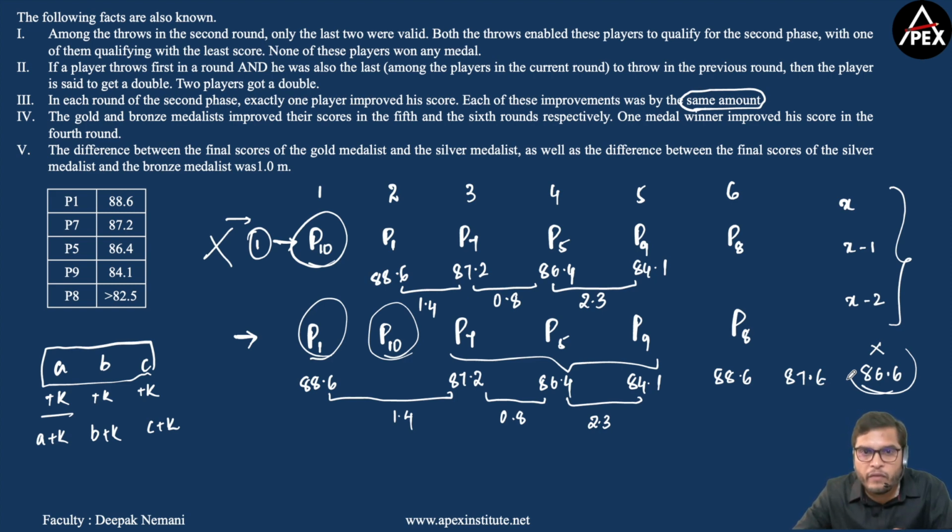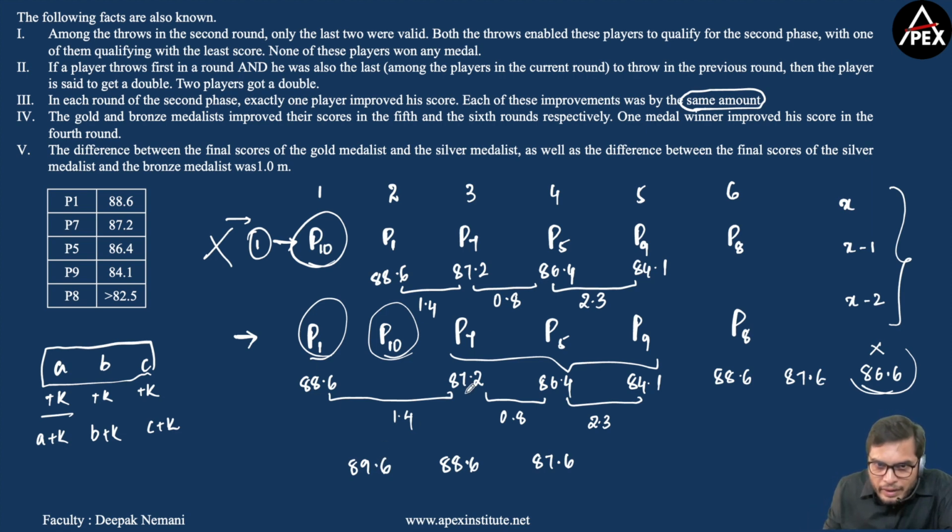Now you can have P1 winning a silver medal. So if we have P1 winning a silver medal, if this person's score is 88.6, the person who had won a gold medal should have scored 89.6 and the bronze medalist 87.6. Now we need to check if we have any person scoring a total of 89.6. Now the difference between 89.6 and 87.2, okay, that is 2.4. And the difference between 87.6 and 86.4 is 1.2.